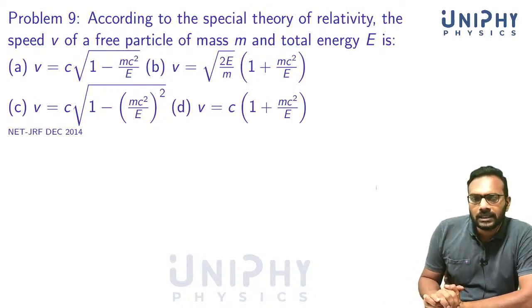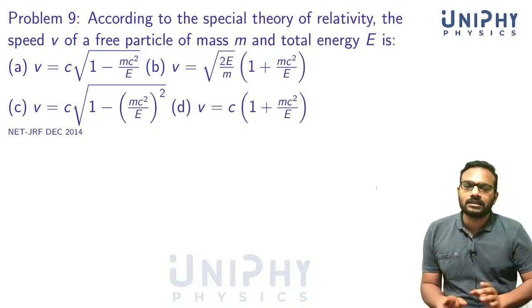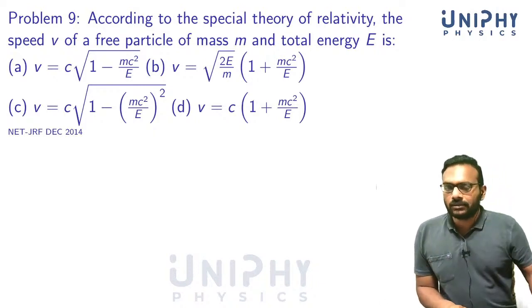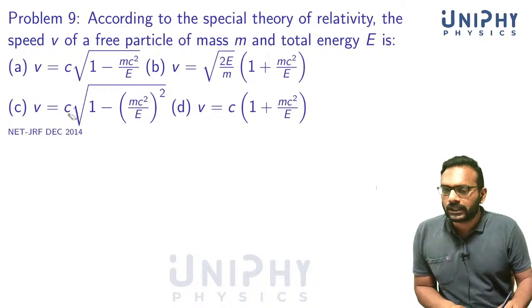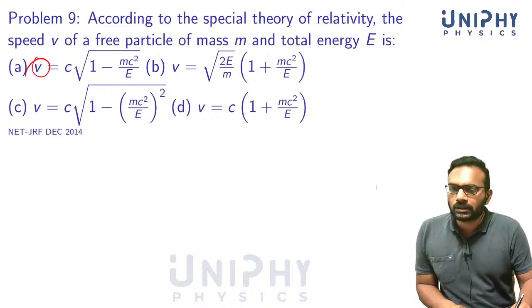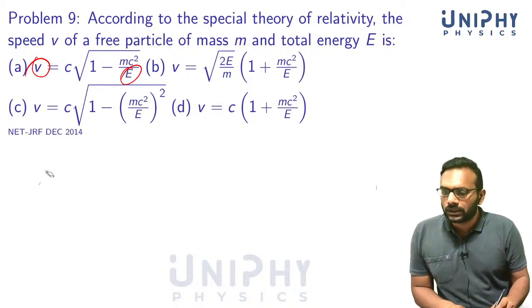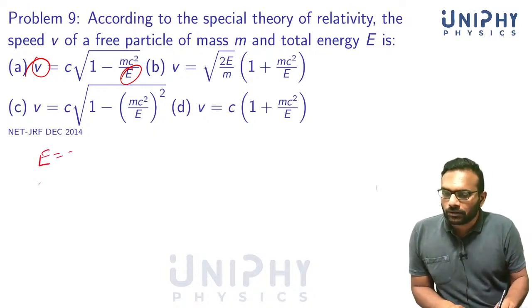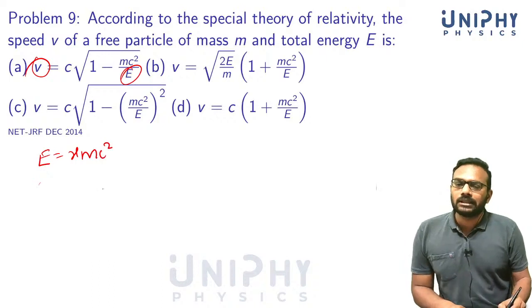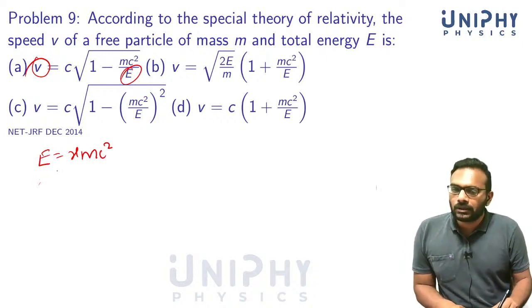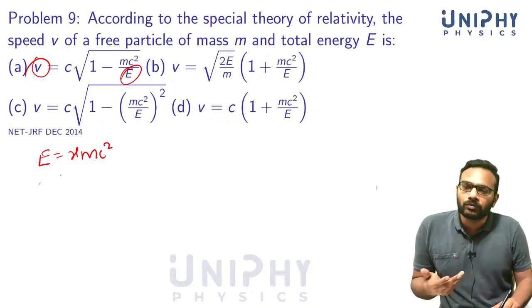According to the special theory of relativity, the speed v of a free particle of mass m and total energy E. You need to find the velocity in terms of the energy, that's all. That's an easy problem. So what relation will you use? You will use E is equal to gamma m c square. That's the relation that you will use, and you will just solve for v, the velocity, from here.